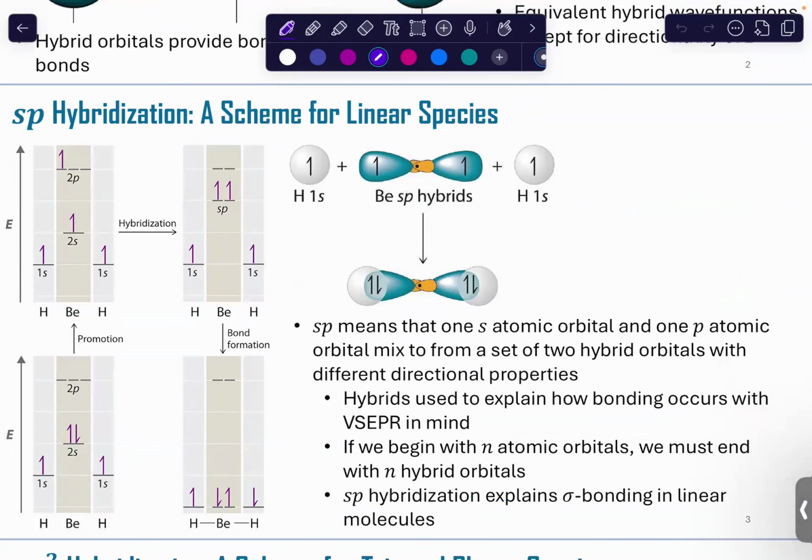Okay, so this is going to be a little different than something you've seen before. So sp is a scheme for linear species. How do we get the valence electrons that exist in all the atoms to work in a way that they actually form these bonds? So here you see we have beryllium, BeH2, and you see you have these sigma bonds that are forming. Remember, your sigma bonds are your head-on bonds. You get that head-on overlap. And you see beryllium sp hybridizes to get its electrons in just the right way.